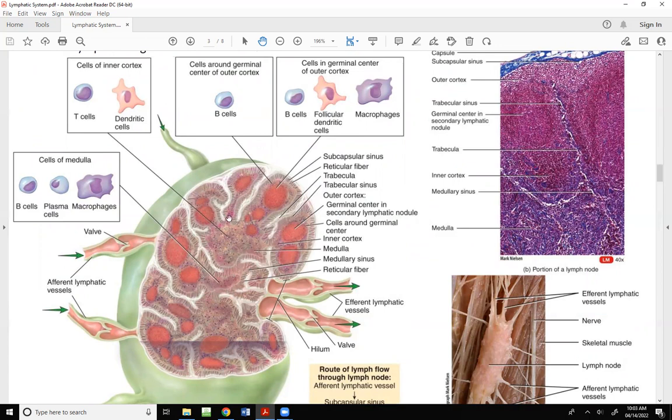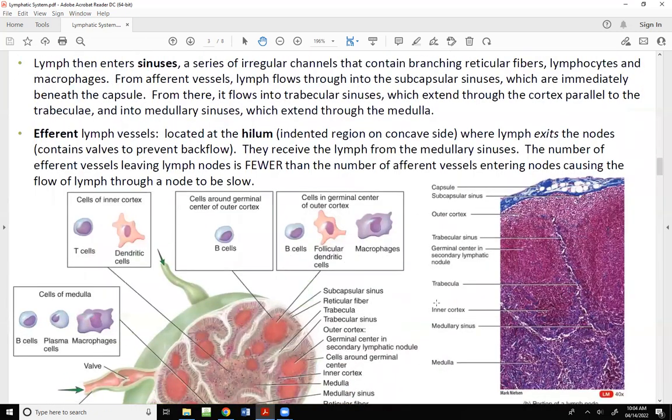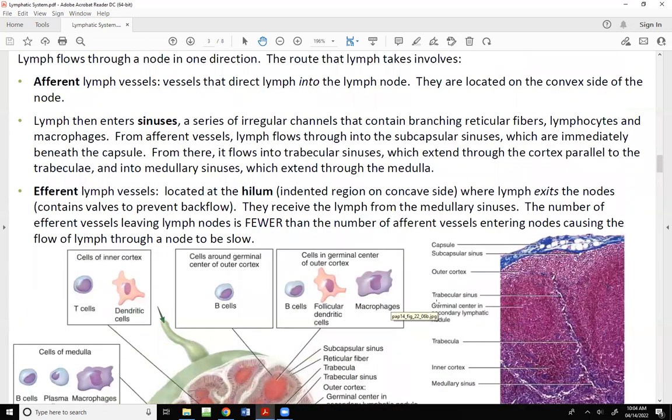So the lymph is flowing on its leisurely route through the node, and that once again gives time for all those different cells to do their job. Okay. And when the lymph leaves, it comes out through the efferent lymphatic vessels, which are found on the indented part of this organ, or this lymph node. And the term for this indentation is hilum. Okay. A hilum is a region in an organ where there's essentially an indentation.